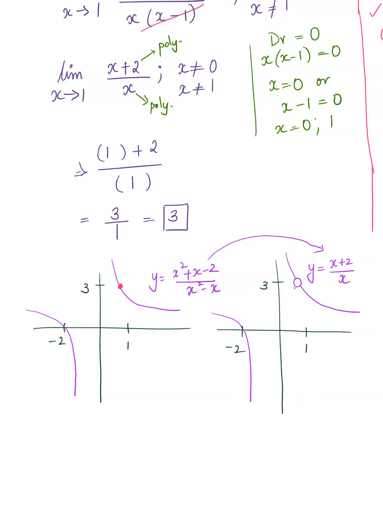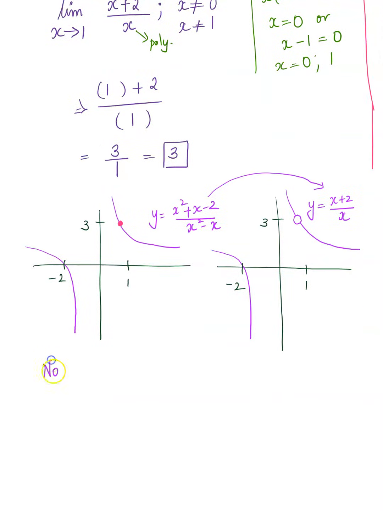Okay. So I'll just make a quick note here. The hole at x equals 1 indicates the rational function is simplified.